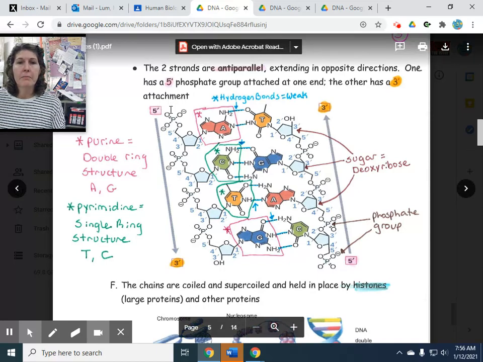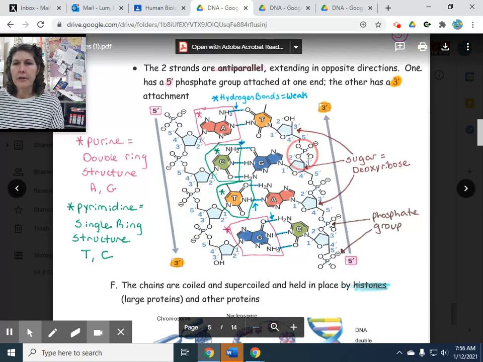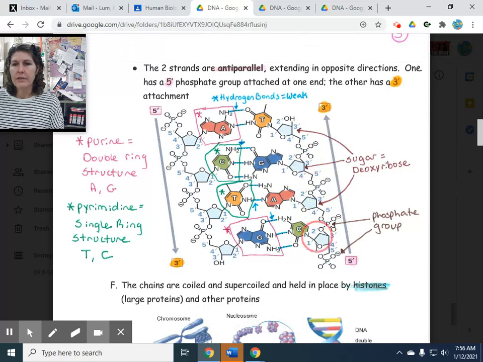So here's the backbone of my ladder. Here's my sugar, phosphate, sugar, phosphate, sugar, phosphate, sugar, all the way down. Other side, exactly the same thing. Sugar, phosphate, sugar, phosphate, sugar, phosphate, sugar, phosphate, and so on. So basically, I've taken my double helix and I've stretched it out and made it into a straight ladder so that we can look at it a little bit more closely.